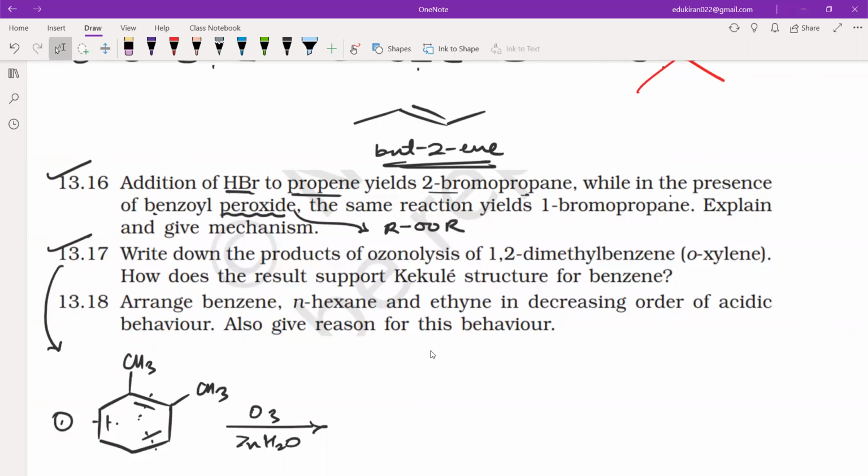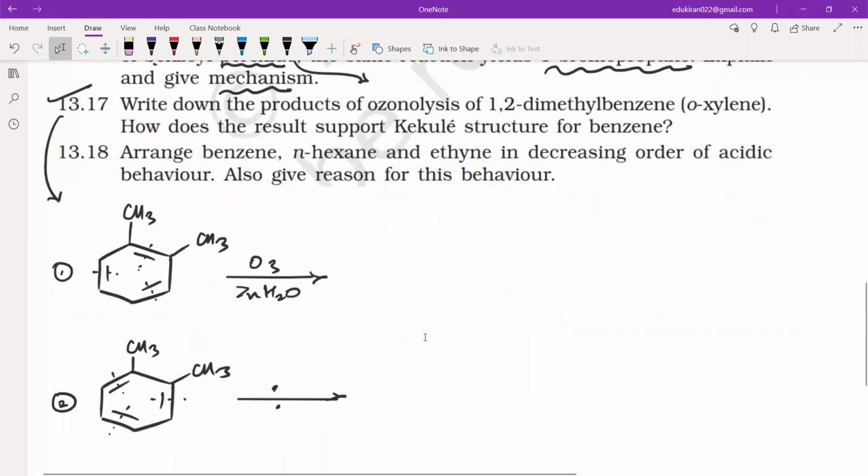ROOR. Okay, RO, single bond O, R. The same reaction yields 1-bromopropane. So I think you can give the mechanism for both of them, right? Yes or no? Yes, sir. You just refer to the notes. Okay, for this 17th one, you try to make the products. And let me tell you about the 18th one.